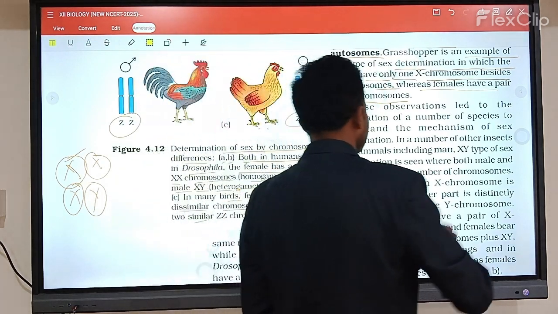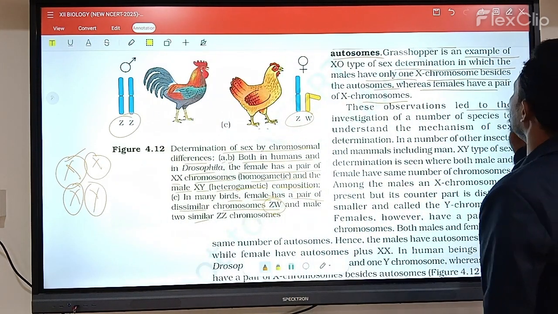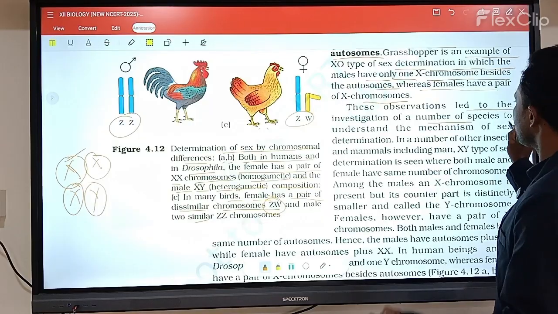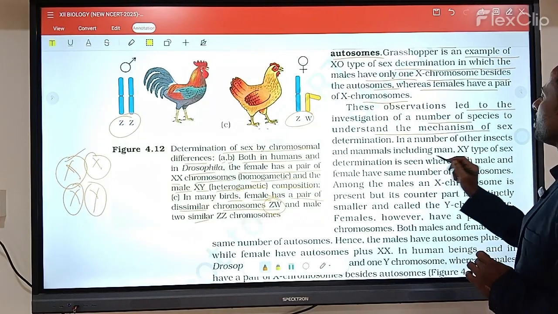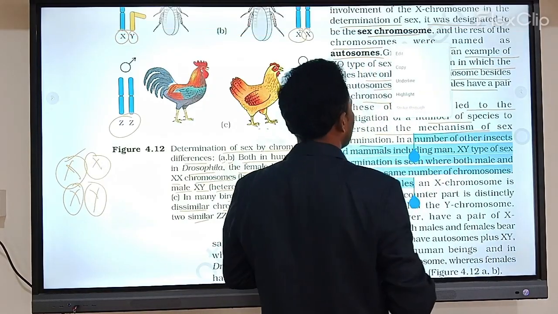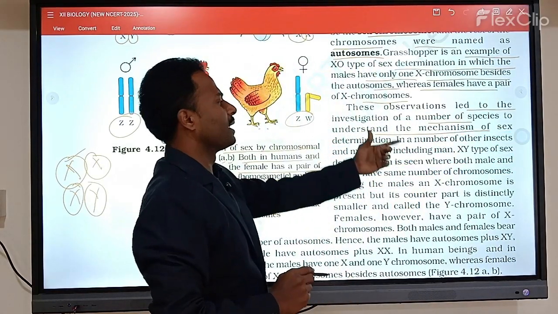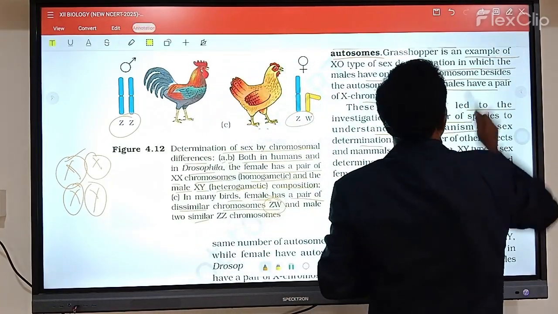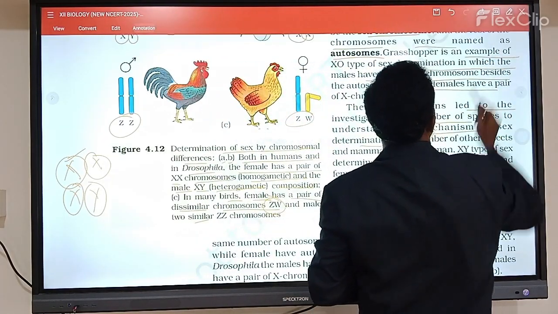Okay, next. These observations lead to investigation of members of the species in order to understand the mechanism of sex determination. Only based on all these observations can we completely explain the sex determination mechanism.